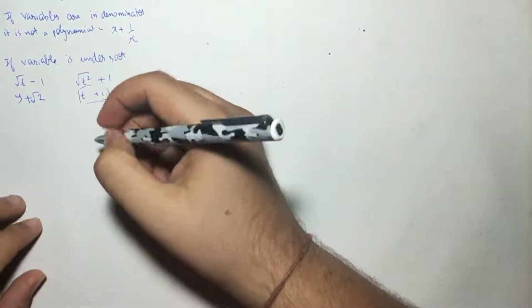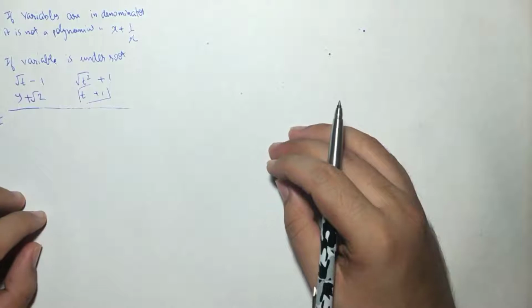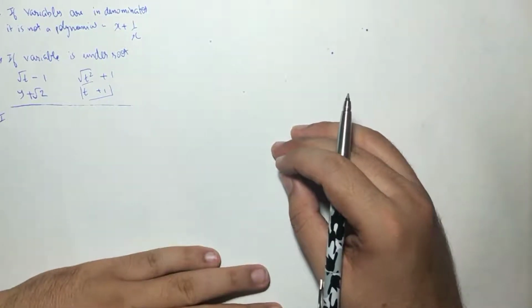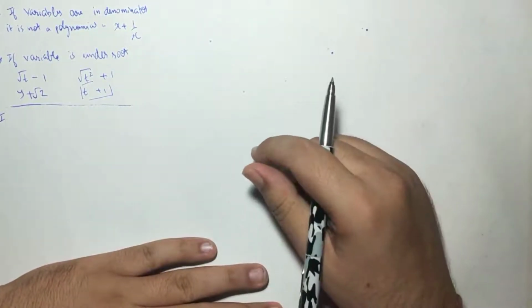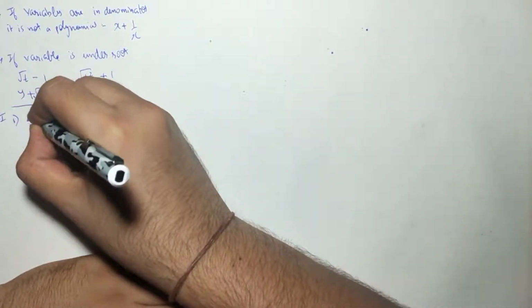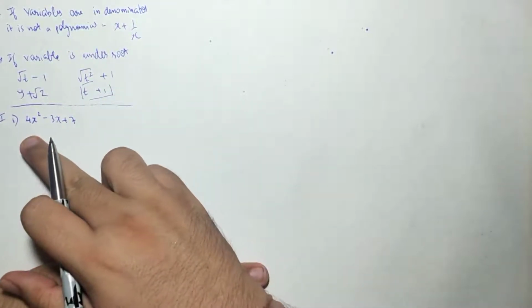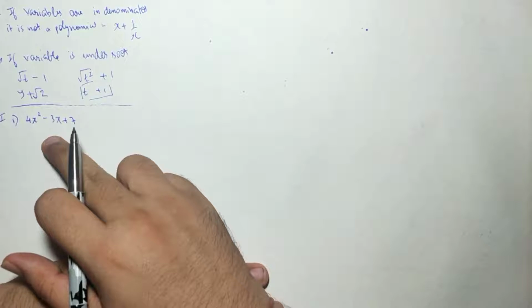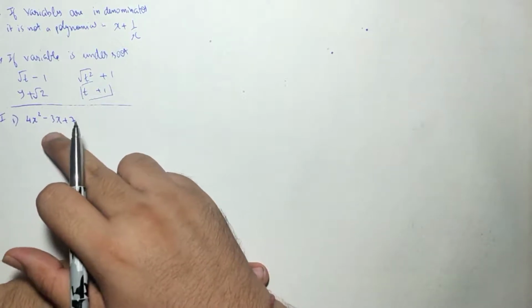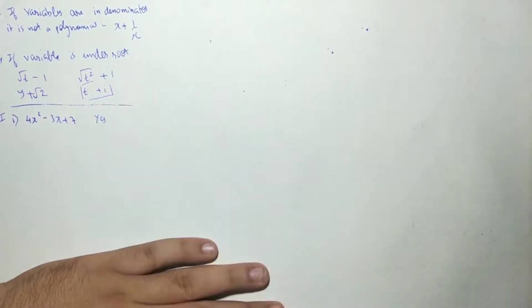Now in exercise 2.1, first question, you have to state which of them are polynomials in one variable and which are not, and state your answers. It should be in one variable. So I am writing the question: 4x square minus 3x plus 7. See, is it a polynomial? Yes, because x is not under root, and it is not in the denominator. But is it a polynomial in one variable? Yes, it is a polynomial in one variable.